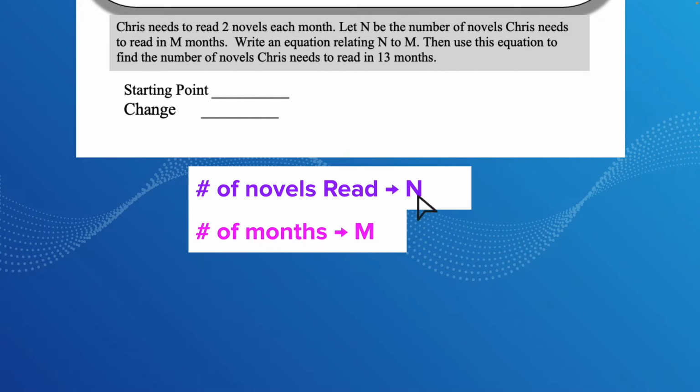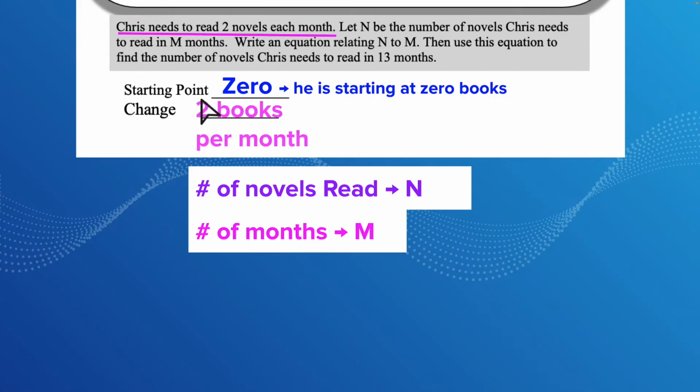So now we're going to look at our starting point. Well, if he's just starting off, he needs to read 2 novels each month. They didn't tell us that he's read anything yet. So we're thinking he's starting right now. So 0. He's starting at 0 books. He hasn't started reading yet. So he needs to start reading 2 novels each month starting right now. And so the change is going to be 2 books per month. So every single month, he's going to be reading 2 books.